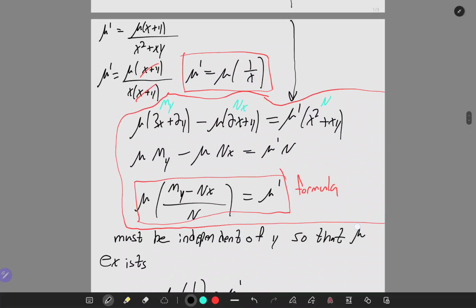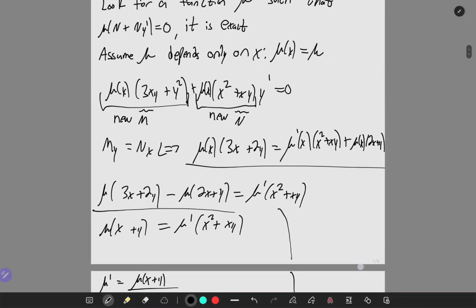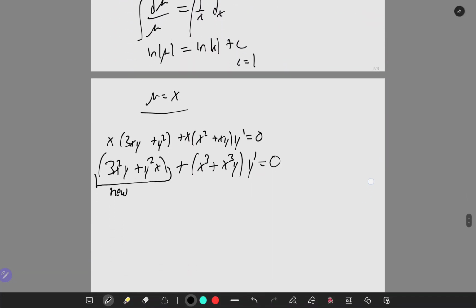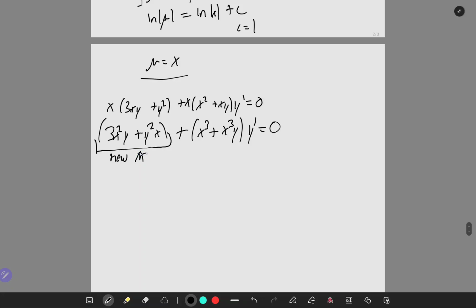Was this n or m? I forget. I always forget. That's m. Okay, so this is our new m. And this is our new n. So this is n tweedle, and m tweedle. Okay?